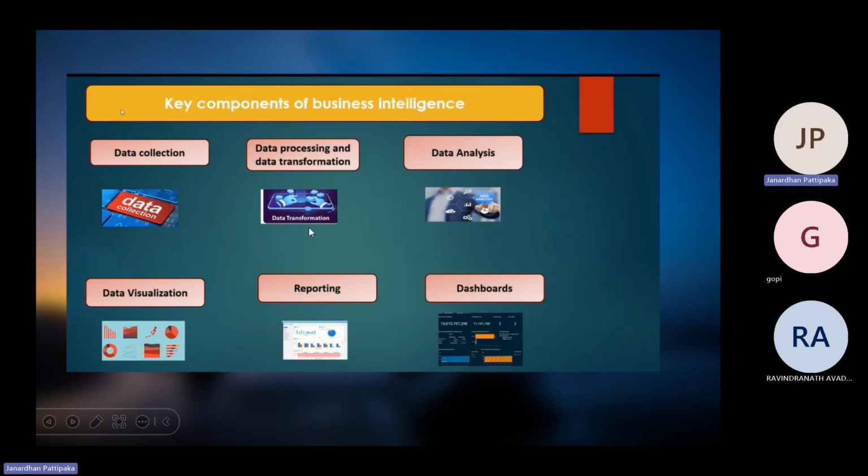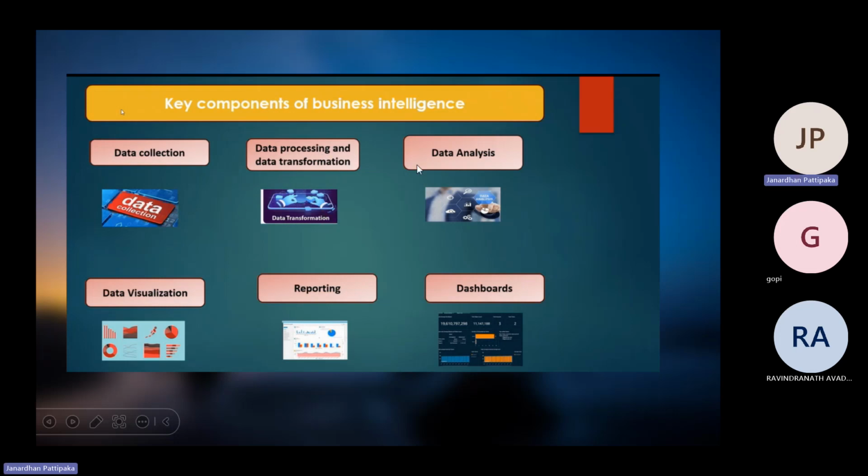Then after that, data transformation. The data may not be in a uniform format. It may be unstructured data. You will convert that unstructured data into a structured format. That process, we call it data processing and data transformation.